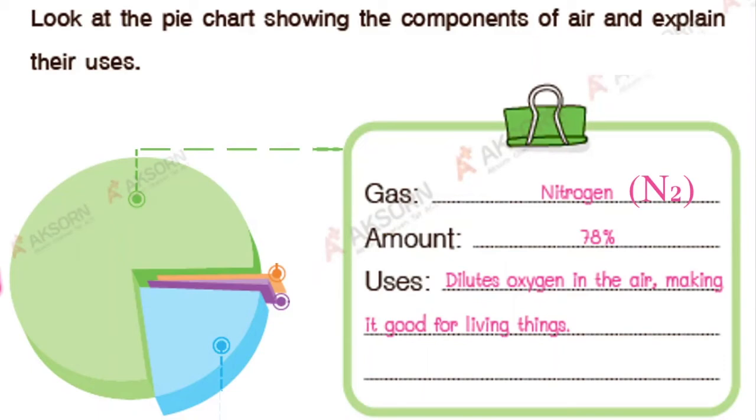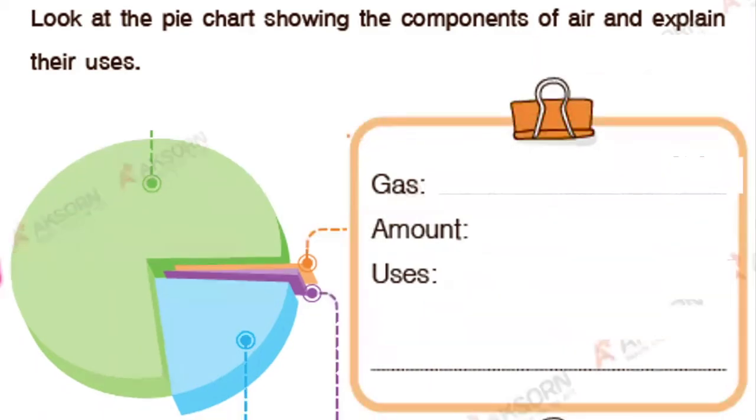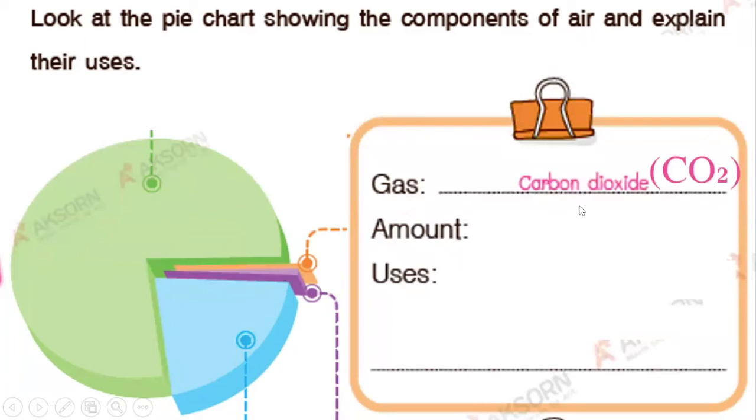Okay, next one. Next one is the green part of our pie chart. Very small amount. What is it? Do you remember what the gas is? It's carbon dioxide. Repeat after me. Carbon dioxide. Yeah, carbon dioxide.